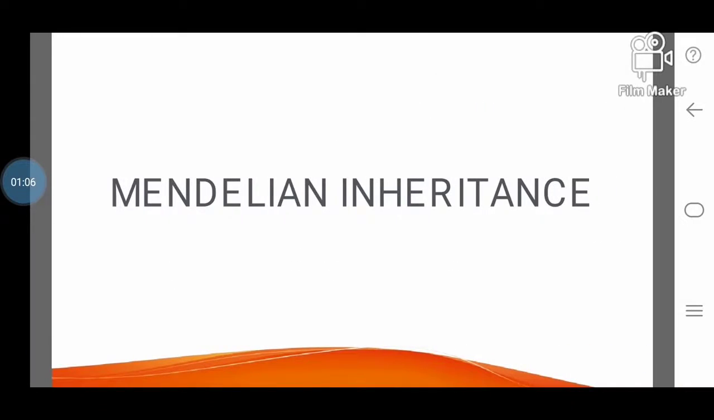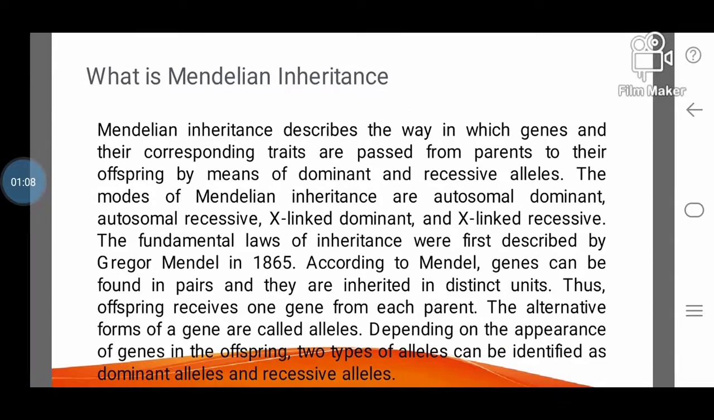Moving on to Mendelian inheritance. Mendelian inheritance describes the way in which genes and their corresponding traits are passed from parents to their offspring by means of dominant and recessive alleles. The modes of Mendelian inheritance are autosomal dominant, autosomal recessive, X-linked dominant, and X-linked recessive.